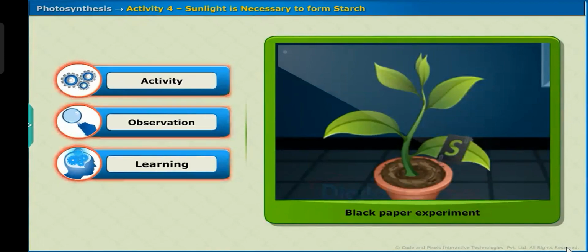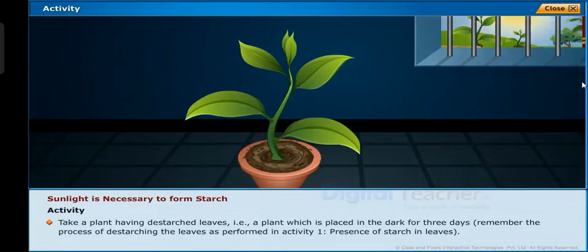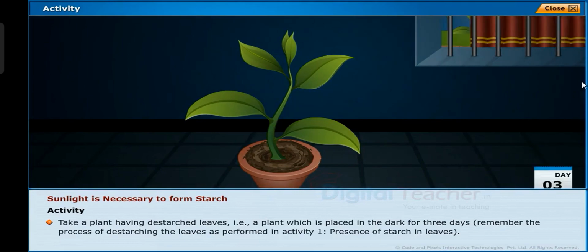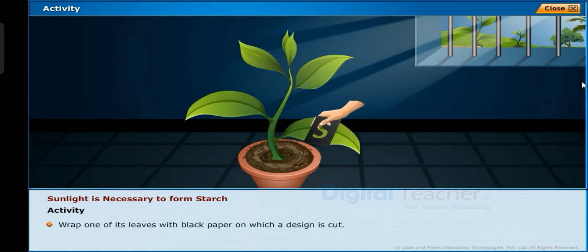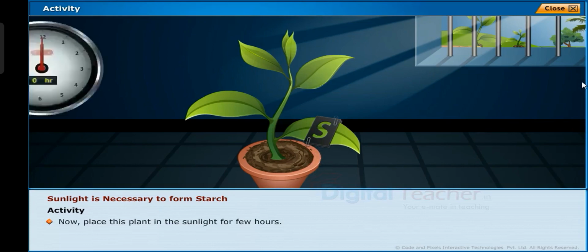Here, let us perform an activity to learn about the need of sunlight in the formation of starch. Click each tab to know more. Take a plant having destarched leaves, that is, a plant which is placed in the dark for 3 days. Remember the process of destarching the leaves as performed in activity 1, presence of starch in leaves. Wrap one of its leaves with black paper on which a design is cut. Fix the black paper on the leaf with the help of clips such that light should not enter the dark part. Now, place this plant in the sunlight for a few hours.